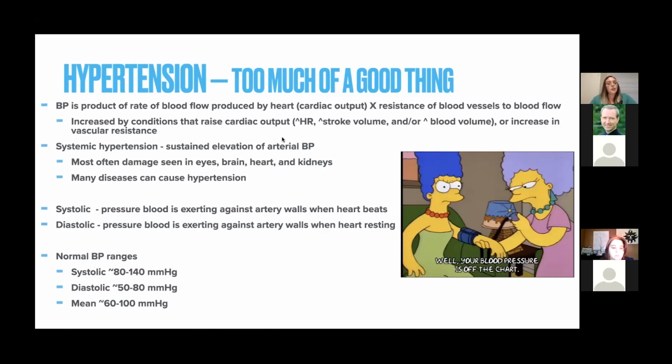Our normal blood pressure ranges, now these are kind of average. Again, cats and dogs are slightly different. There can be some variances with different breeds and such, and obviously situational. But overall, we would prefer our systolic blood pressure to be around 80 to 140 millimeters of mercury, our diastolic 50 to 80, and then our mean or average is about 60 to 100.